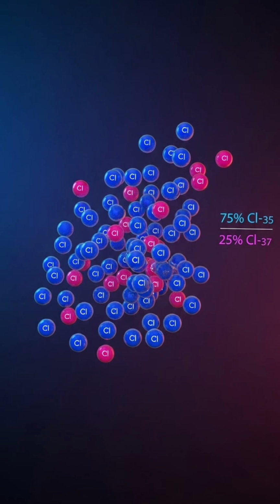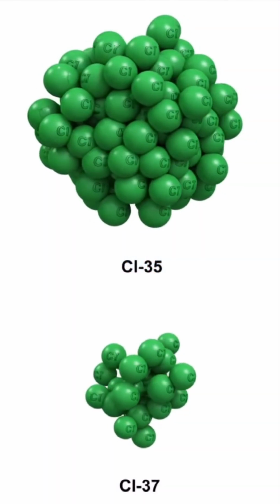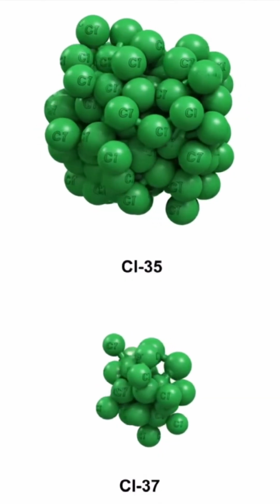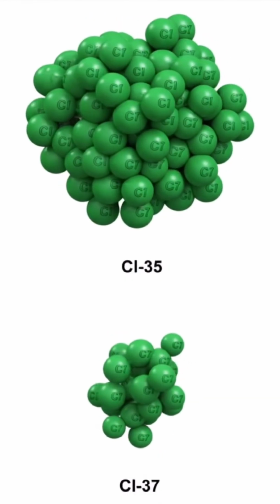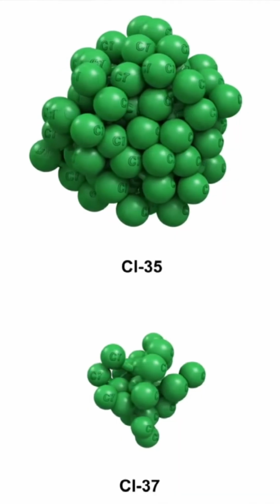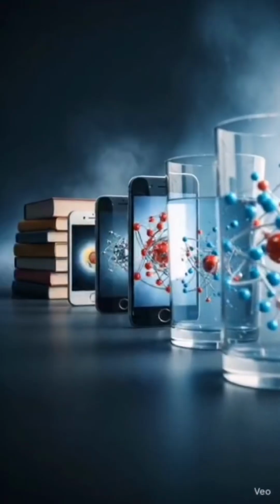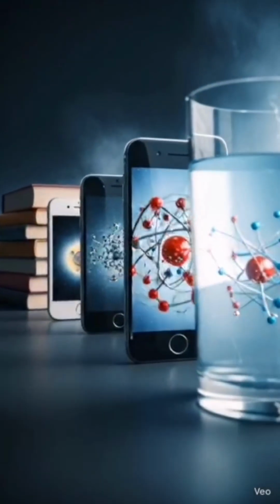Chlorine-35 has an abundance of 75% and chlorine-37 has an abundance of 25%. This means that out of 100 chlorine atoms, 75 have a mass number of 35 and 25 have a mass number of 37. To calculate relative atomic mass, we divide the total mass of all the atoms by the total number of atoms. All substances are made of atoms.